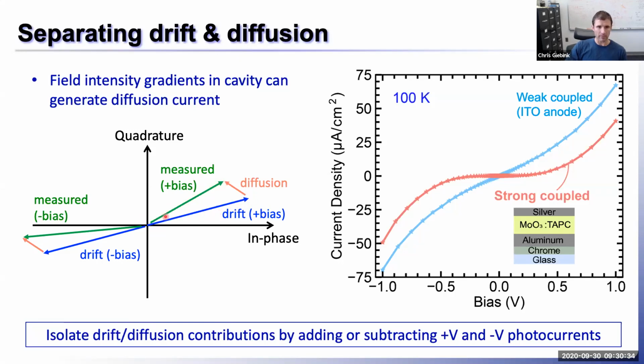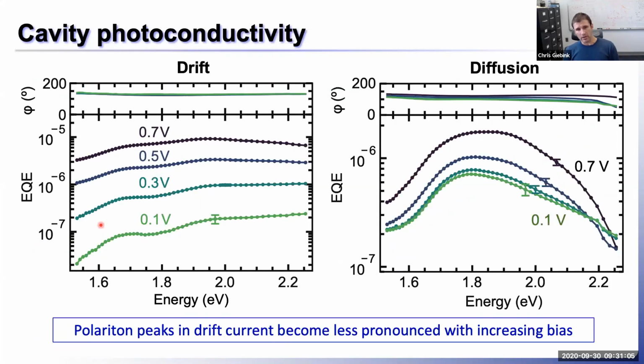And if we take the measured signal for positive bias and the measured signal for negative bias, and we add them together, that cancels out the drift contribution and gives us twice the diffusion. And if we subtract one from the other, that cancels out the diffusion and gives us twice the drift. And so we've got a way of isolating the drift and the diffusion contributions to the photocurrent by adding and subtracting the photocurrent spectra at a given positive and negative bias. And so this is what those two contributions look like.